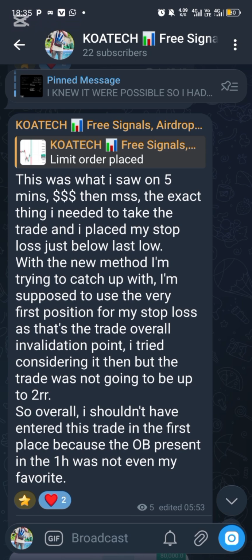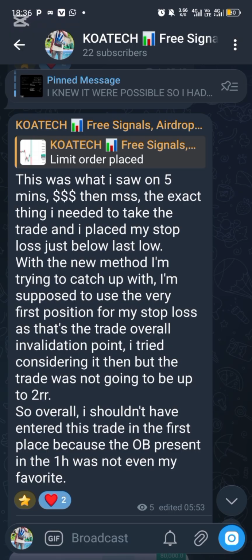Yes, and I did not place it below the overall invalidation point, and that's why I got stopped out, because the trade was supposed to be a 1. Now if I had placed the SL on the overall invalidation point, the RR wouldn't have been 2. It wouldn't have been up to 2, and that would have made me not take the trade. So let me say that I was just eager to take this trade because I got my confirmation.